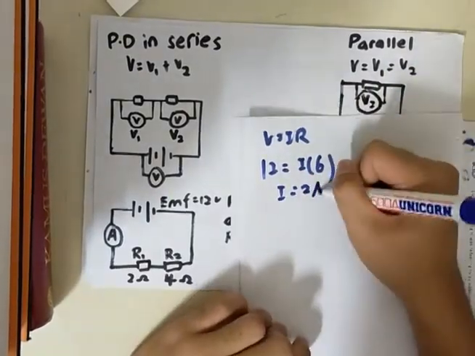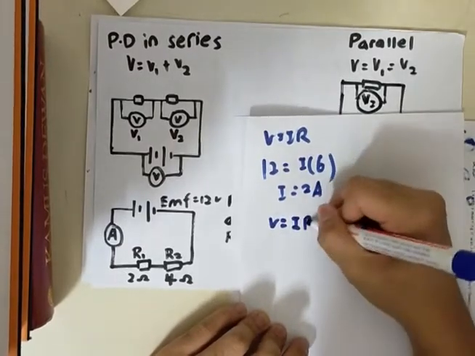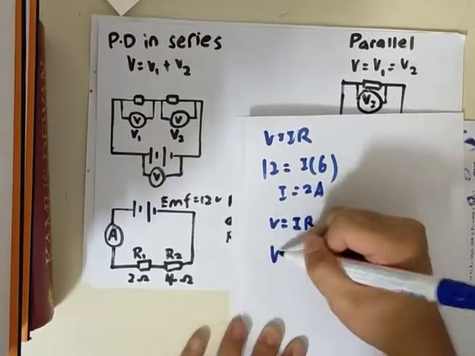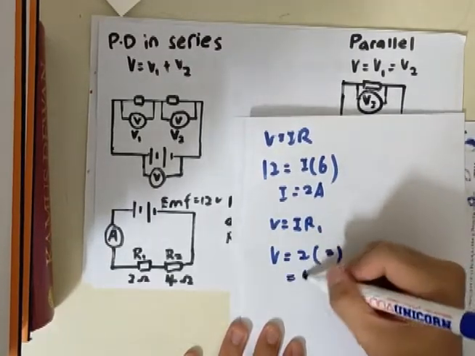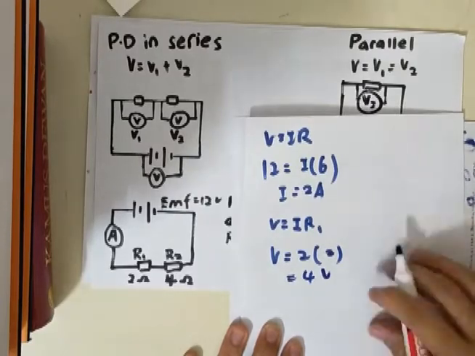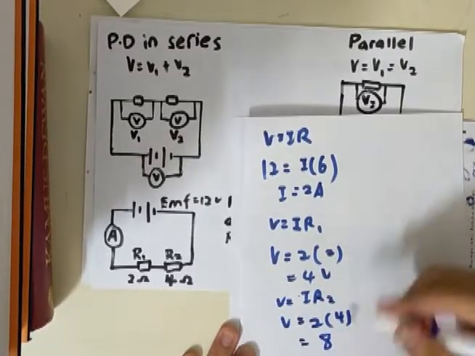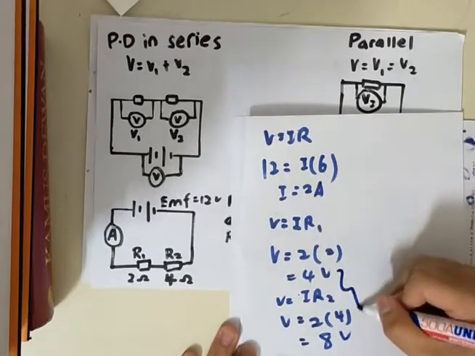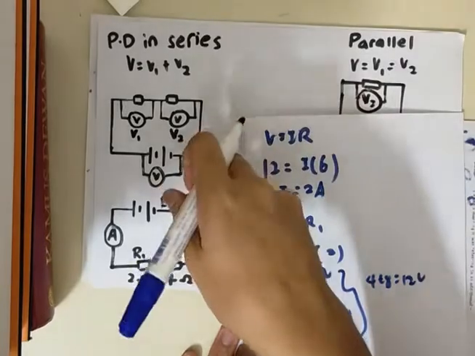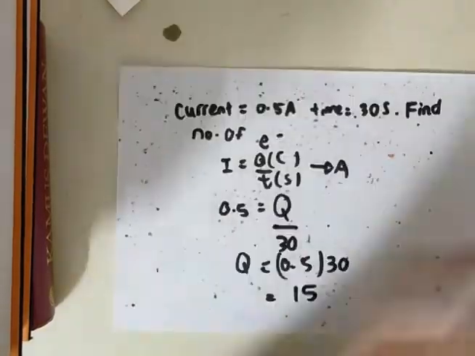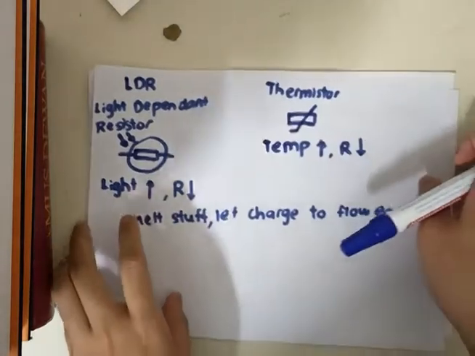Since we know that the current is 2 ampere, we start off with IR1. So V equals 2 times 2, so my voltage across R1 will be 4. If you notice, these two add up, 4 plus 8 equals 12, which equals the EMF here. So next thing we'll be learning would be the LDR and thermistor.